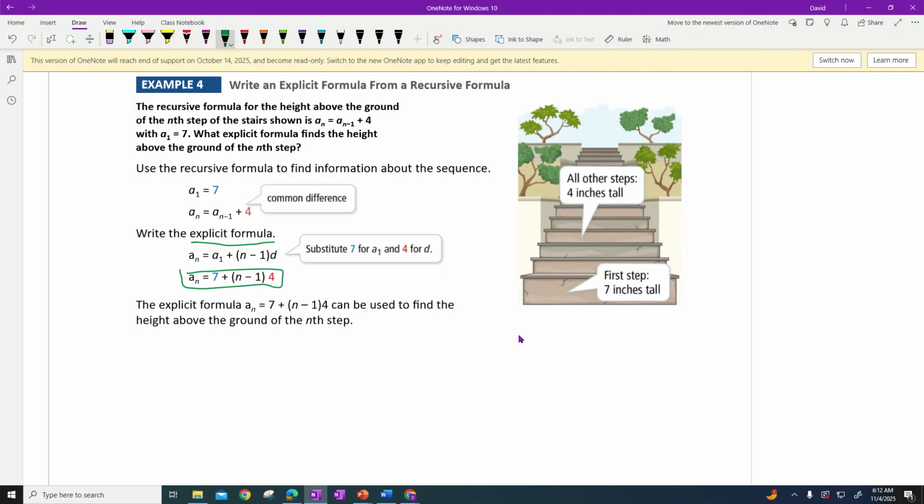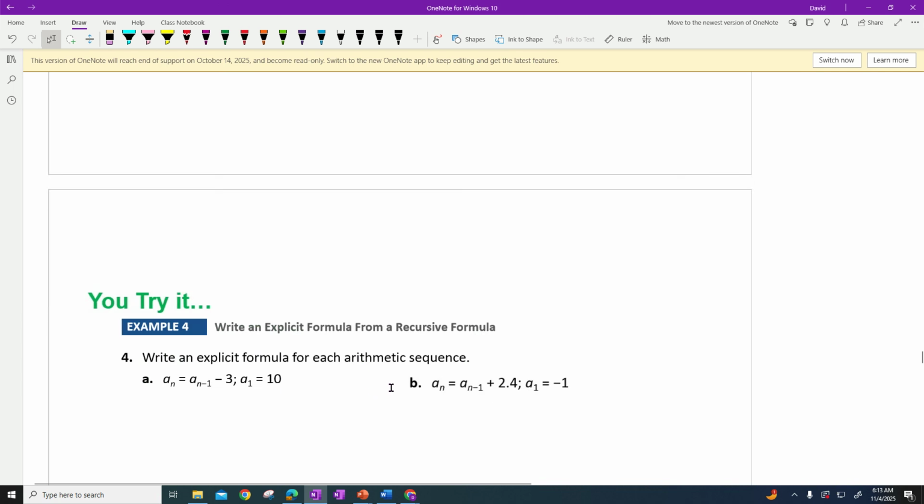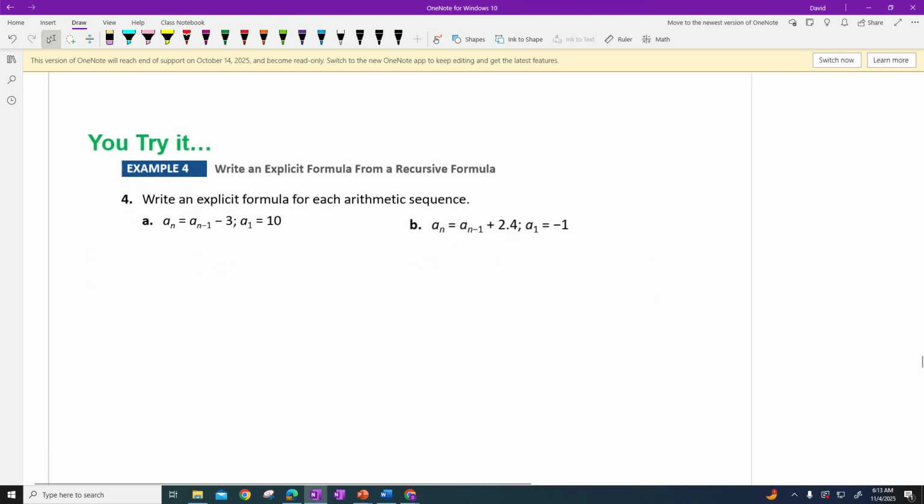Okay, so now we can use this to find any step above the height here. We're adding 4 inches every time. And then they're starting off, which is kind of weird. The first step is 7 inches, and then from there we're going up 4 inches every time. Alright, so that's how you take it from one to the other one. So you see how they're telling us you got to say what the a sub 1 rule is? Alright, so you give it a shot.